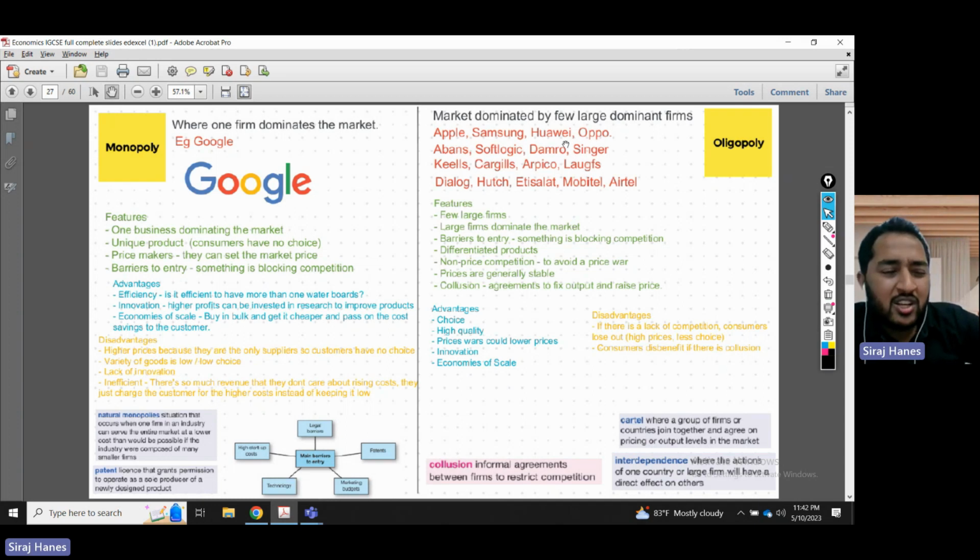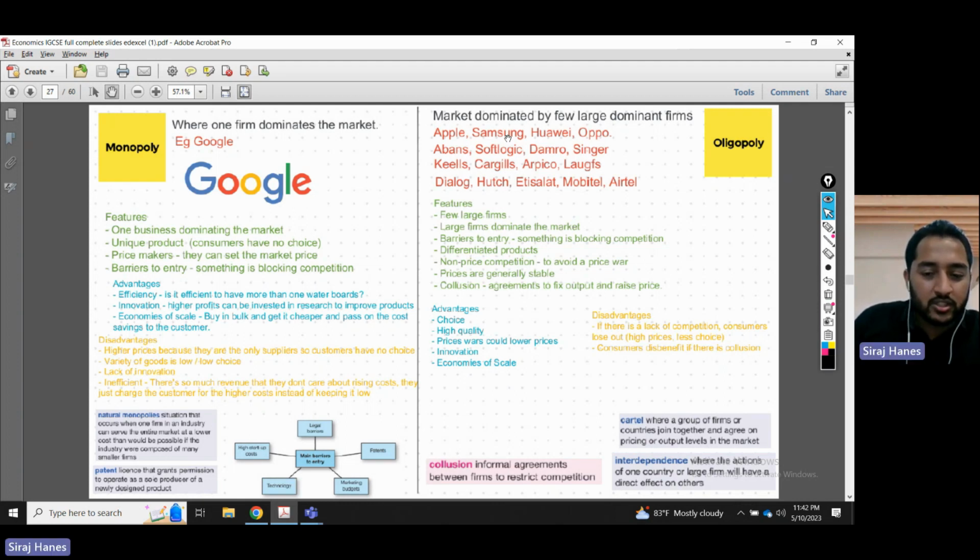Non-price competition. They try to avoid a price war. If all these four companies go battling against price, they can kill each other. So they try not to go on a price war. They go for non-price competition. Apple goes with this whole premium vibe. Samsung goes with features. Oppo and Huawei also go with a lot of features. Samsung goes with good quality cameras. Some way or the other, they go with non-price competition. And as such, guys, the prices are generally very stable.